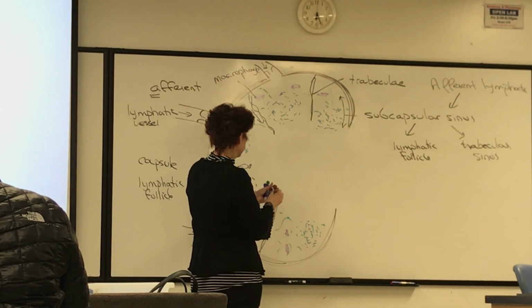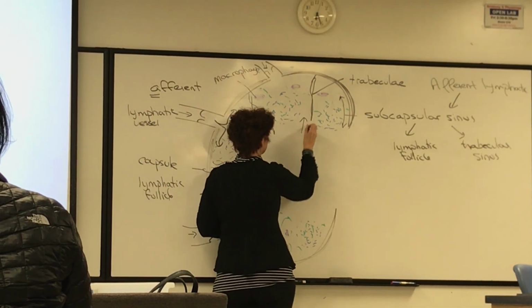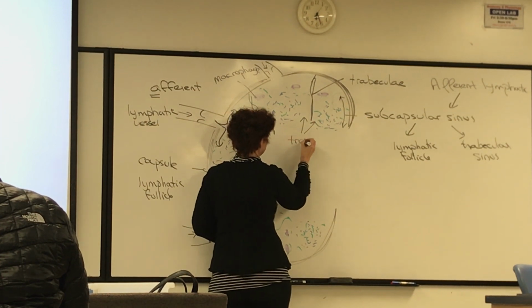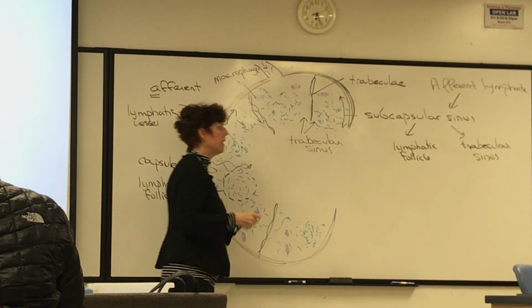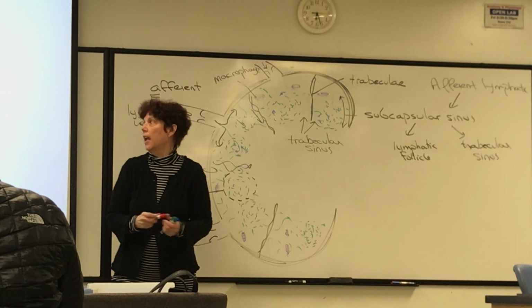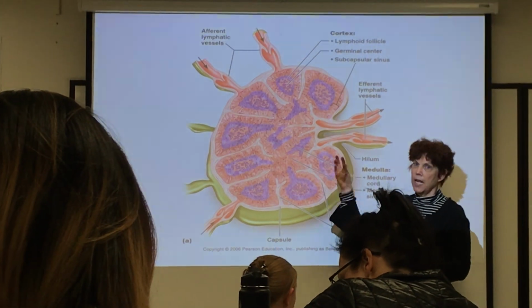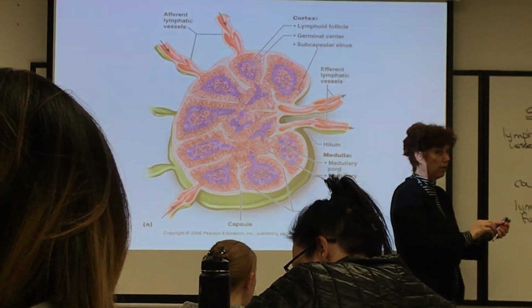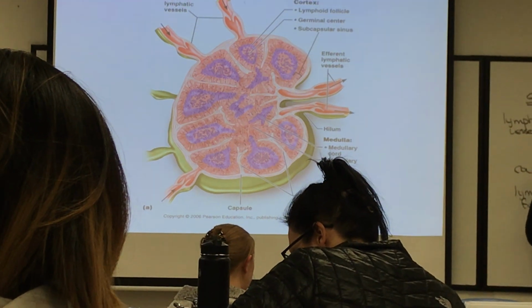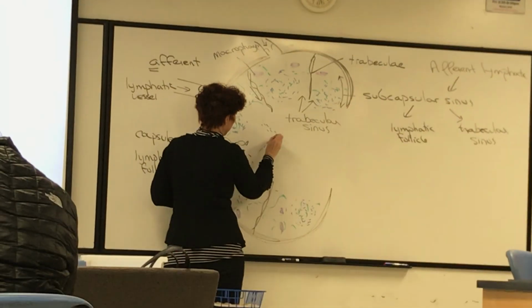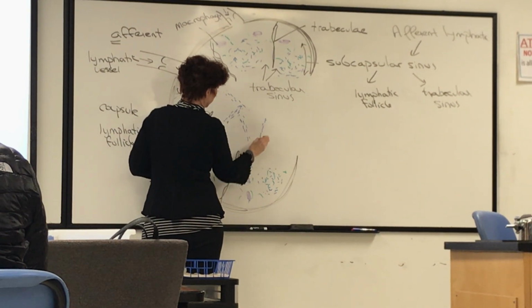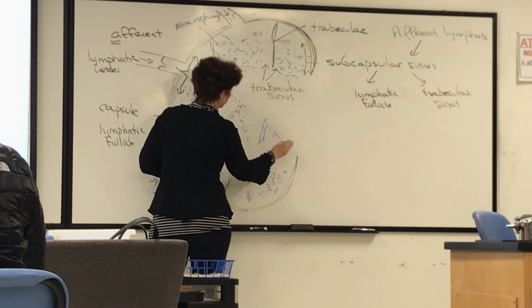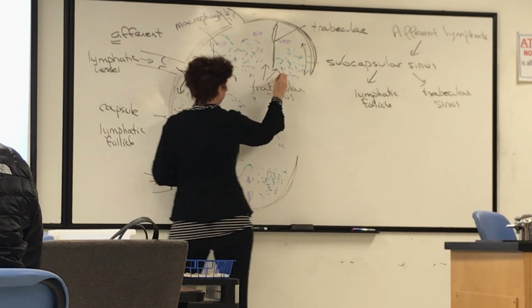So the trabecular sinuses are on either side of the trabeculae. That makes sense. And now it's in the medulla, okay? And the medulla still has concentrated regions of lymphocytes and sinuses, but now the concentrated regions of lymphocytes are in long cords. And these are primarily T cells. And they're formed to also create flow channels.